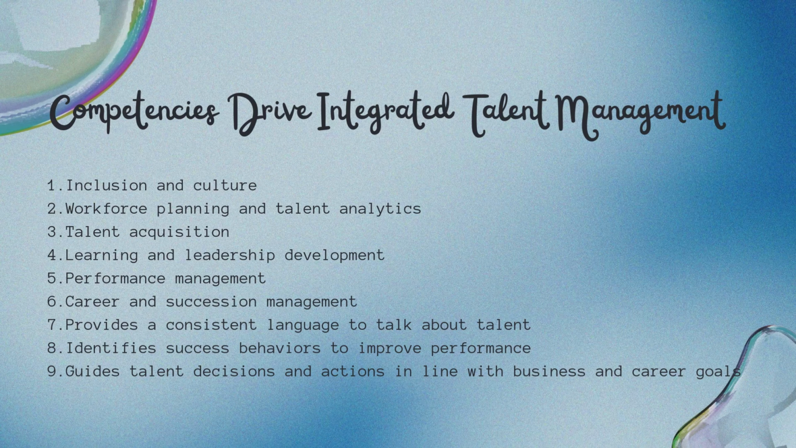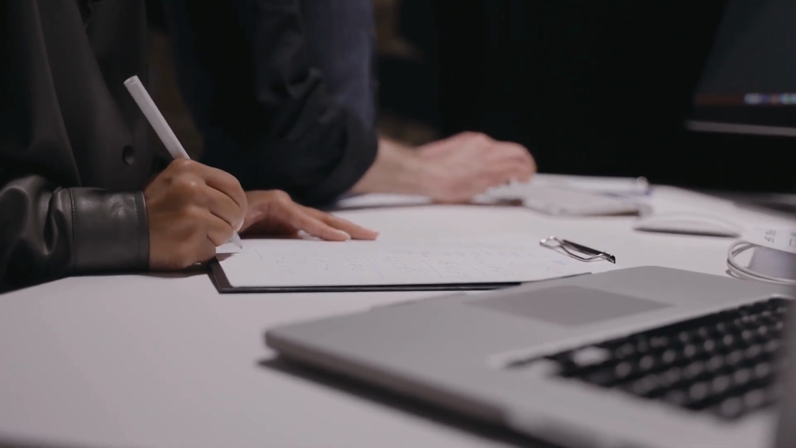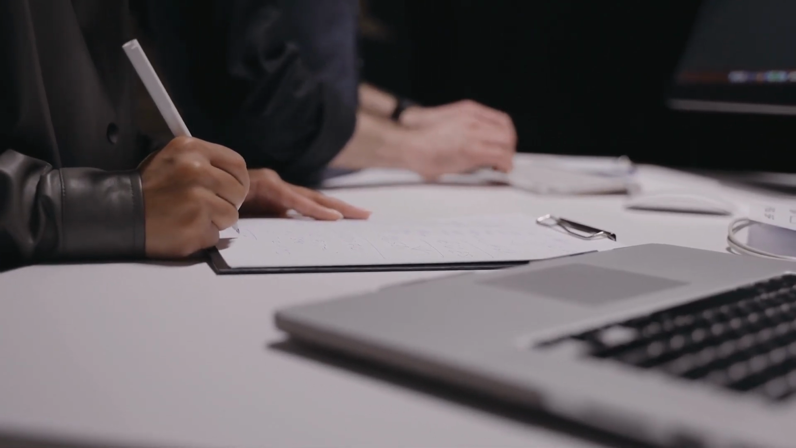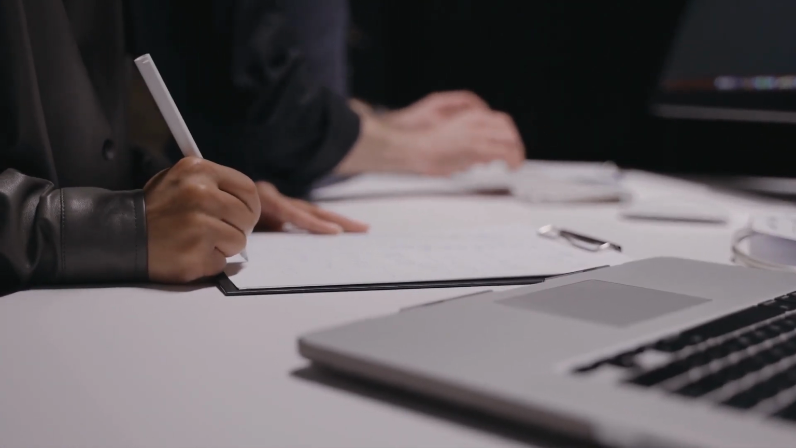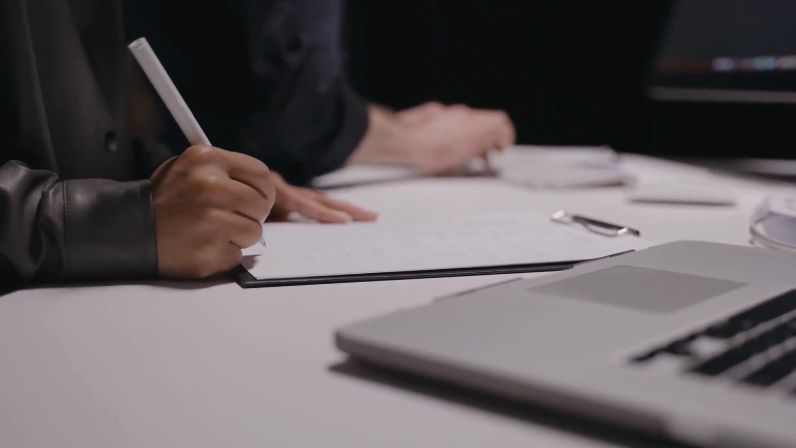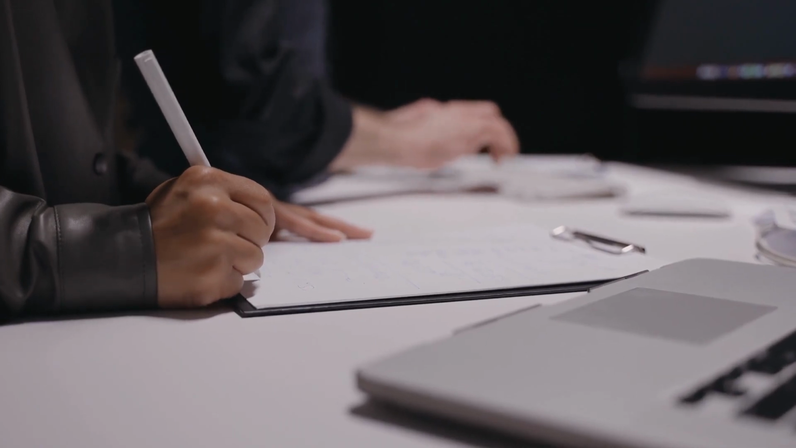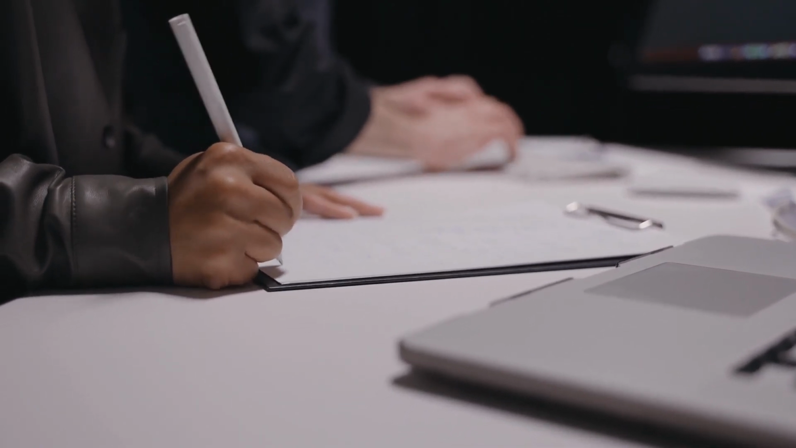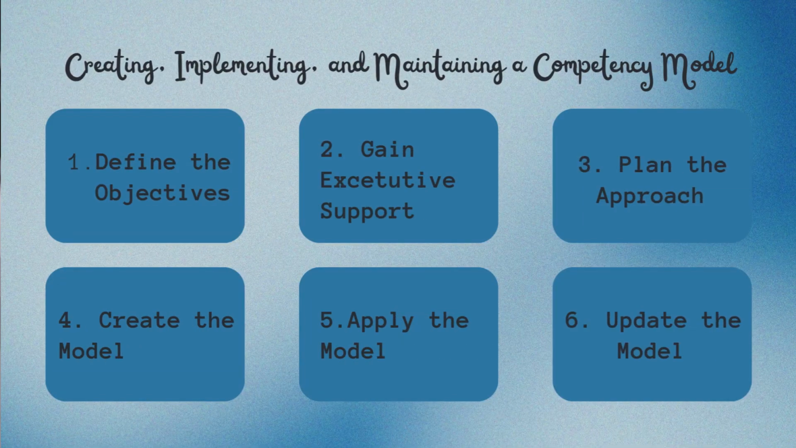Competencies drive integrated talent management. First, inclusion and culture. Second, workforce planning and talent analytics. Third, talent acquisition. Fourth, learning and leadership development. Fifth, performance management. Sixth, career and succession management. Seventh, provides a consistent language to talk about talent. Eighth, identifies success behaviors to improve performance. Ninth, guides talent decisions and actions in line with business and career goals.